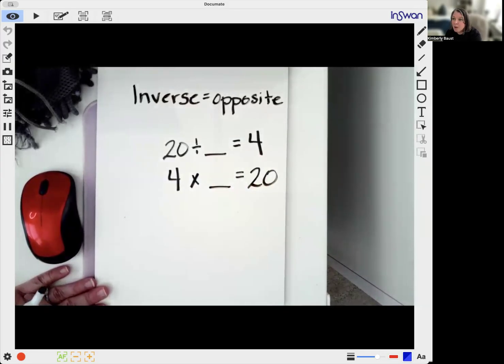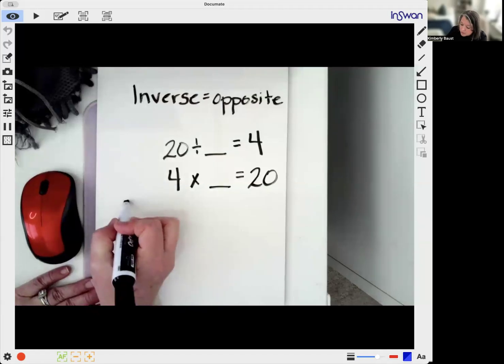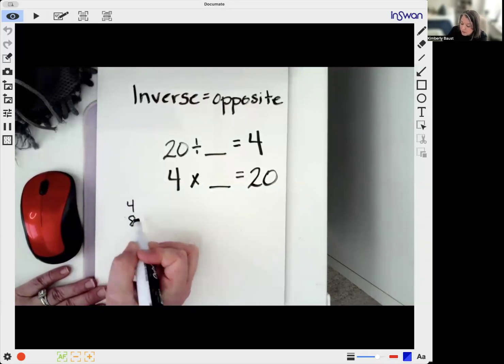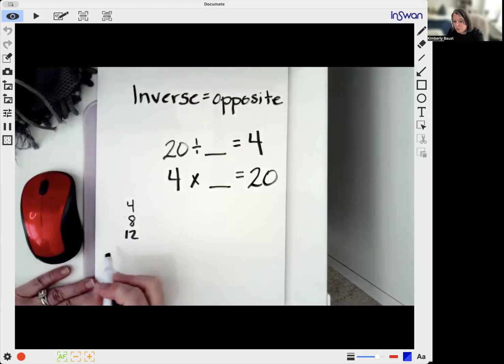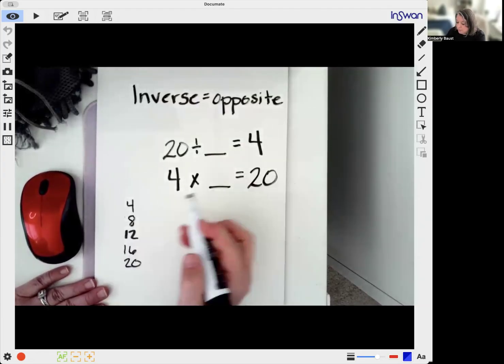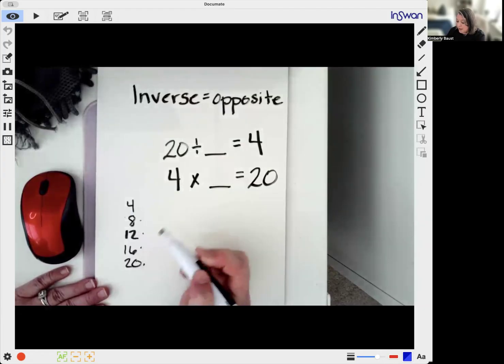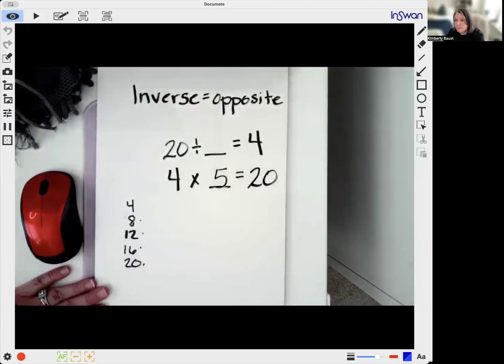Now, I want you to think for a minute. 4 times 1 is 4. 4 times 2, you can even keep this chart over here if you want to, is 8. 4 times 3 is 12. 4 times 4 is 16. And 4 times 5 is 20. There's our number we're looking for. 1, 2, 3, 4, 5. It takes 5 groups, right?